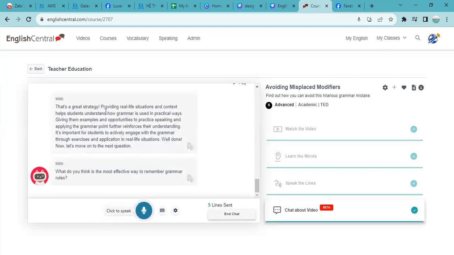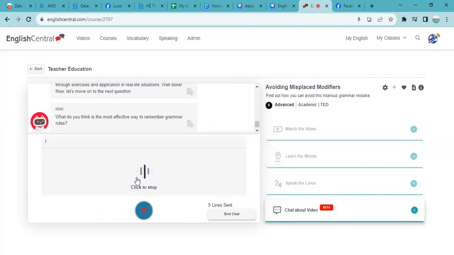That is a great strategy. Providing a real life situation and context helps students understand how grammar is used in practical ways. Giving them examples and opportunities to practice speaking and applying the grammar points further reinforces their understanding. It is important for students to actively engage with the grammar through exercises and application in real life situations. So what do you think is the most effective way to remember grammar rules?